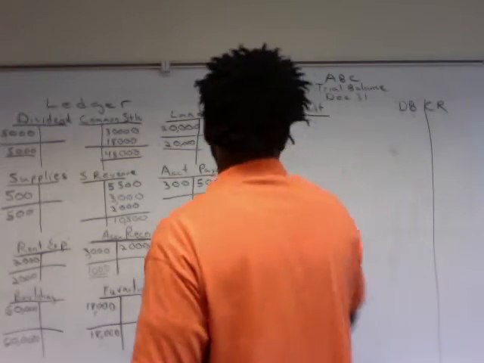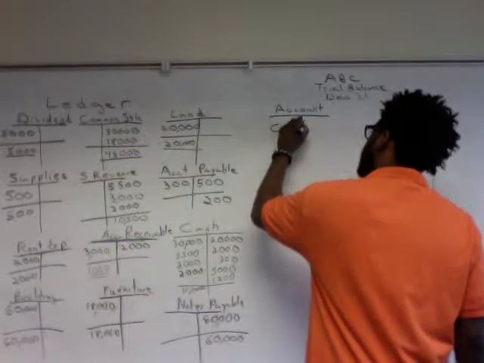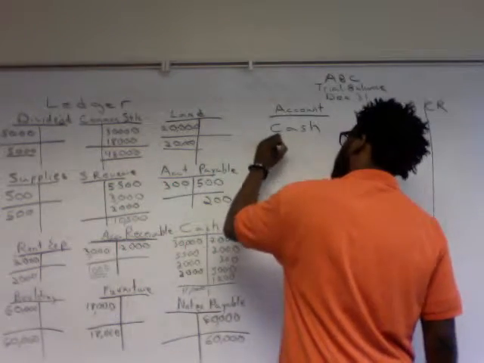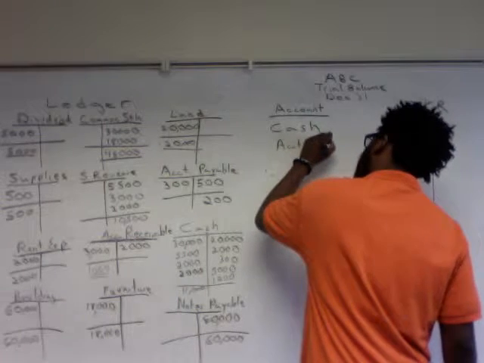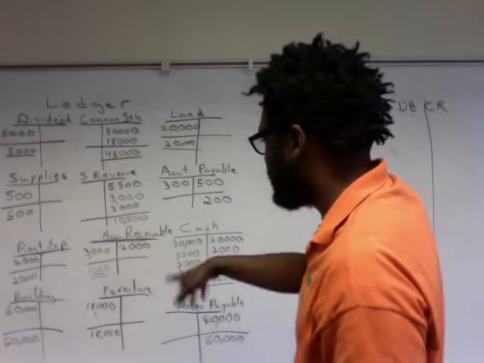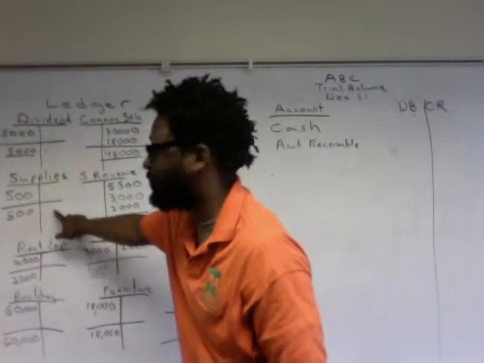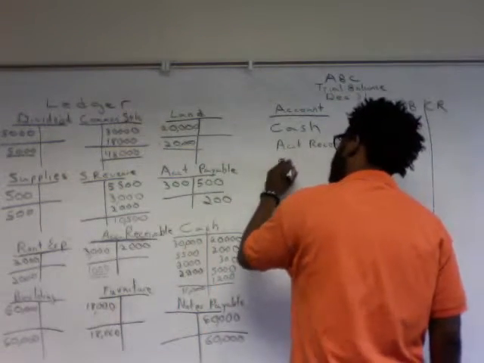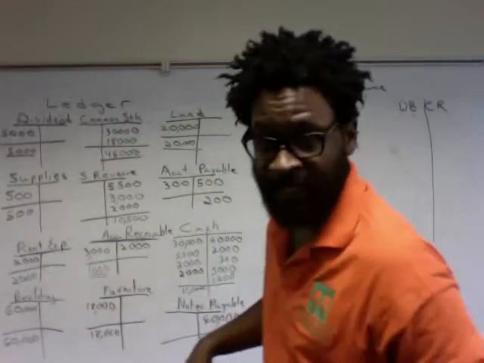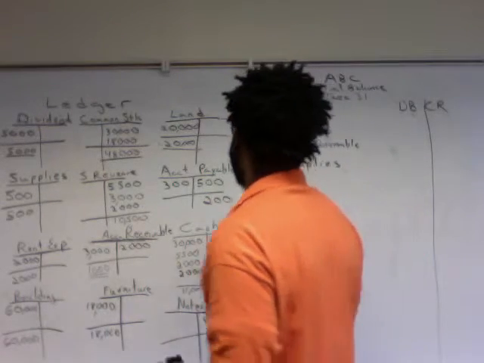Now, my accounts: cash. Always start with cash. Cash is king. Next, I will look for accounts receivable. Next, I would look for supplies. We have supplies. All of these are called short-term assets. These are assets that convert to cash in less than a year. Those are assets that you don't have that long.